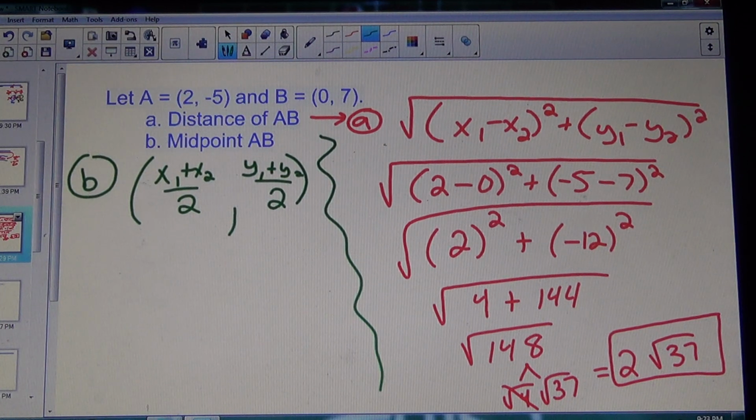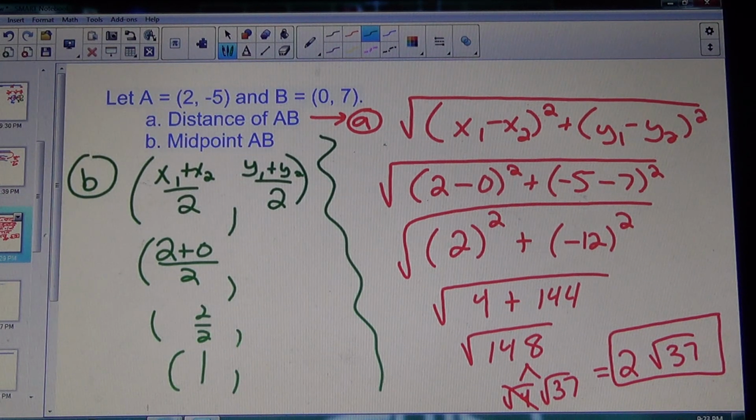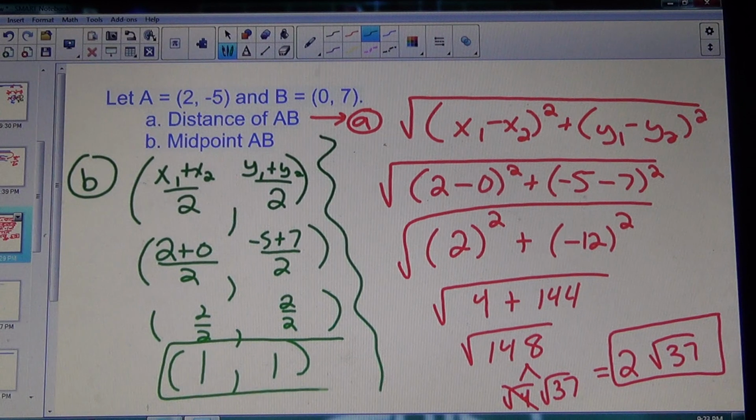Okay, so then if I plug those in, my x's would be 2 plus 0 divided by 2, which gives me 2 over 2, which equals 1. And on the other side here, I'm going to get a -5 plus 7 divided by 2, which gives me, again, 2 over 2, which is 1. So here would be my midpoint. Notice this looks like a what? Point. So that's why it's called a midpoint, because it looks like a point.